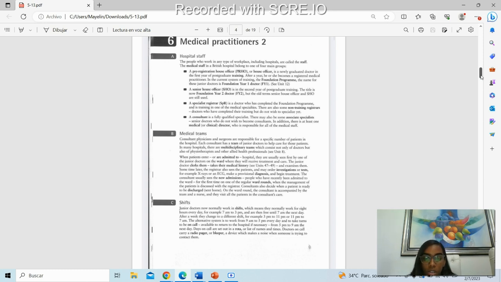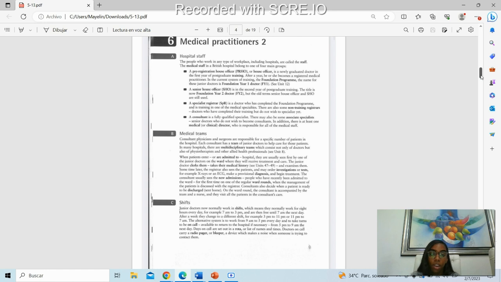Junior doctors now normally work in shifts, which means they normally work for 8 hours every day. For example, 7 a.m. to 3 p.m., and are then free until 7 the next day. After a week they change to different shifts. For example, 3 p.m. to 11 p.m. or 11 p.m. to 7 a.m. The alternative system is to work from 9 a.m. to 5 p.m. every day, and take turns to be on call, available to return to the hospital if necessary.